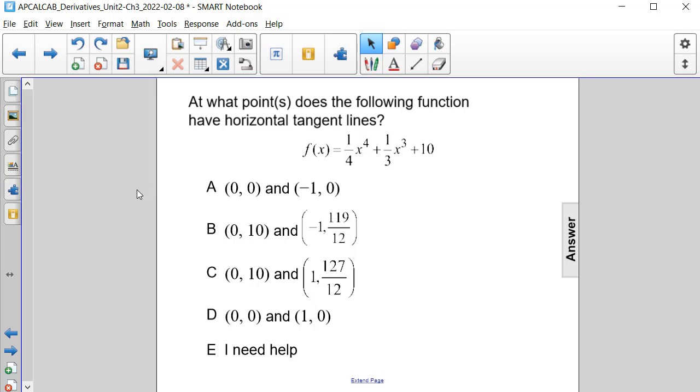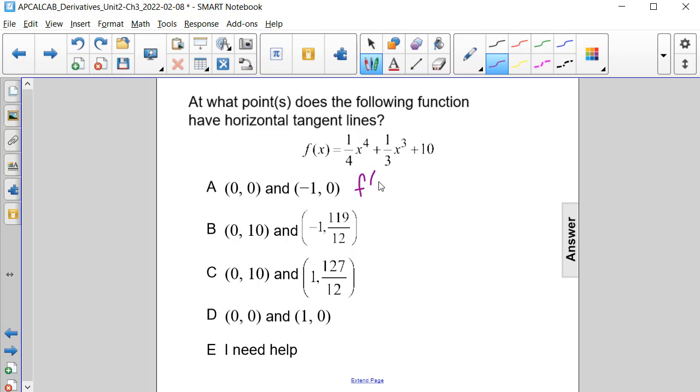At what point or points does the following function have horizontal tangent lines? We have f of x is equal to 1/4 x to the fourth plus 1/3 x to the third plus 10. Well, the first step in this process is going to be to calculate the derivative of f of x, or f prime of x.